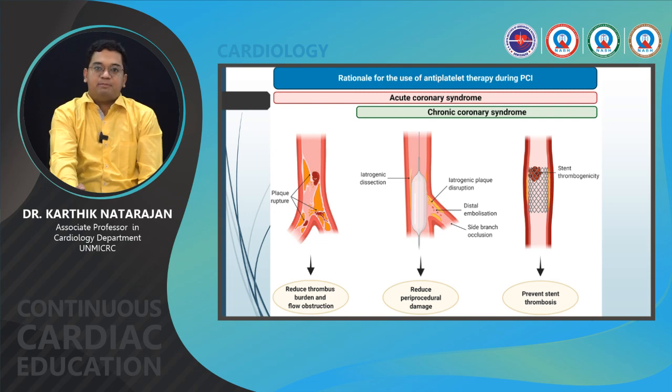In both acute as well as chronic coronary syndrome, when we do a balloon dilatation, there is an iatrogenic dissection, there is iatrogenic plaque disruption, there is distal embolization, and there is side branch occlusion. All these things increase the risk of periprocedural MI. We all know that periprocedural MI is associated with morbidity and mortality. So, antiplatelets used during this condition will prevent or reduce the risk of periprocedural damage.